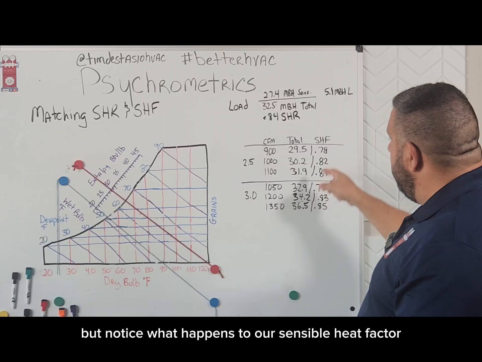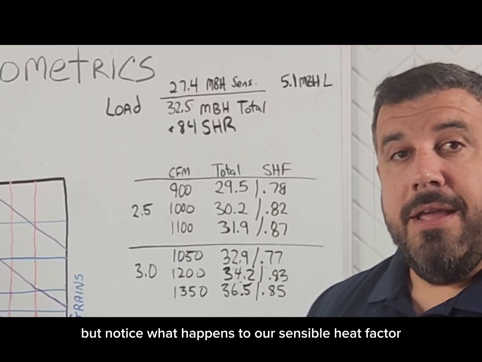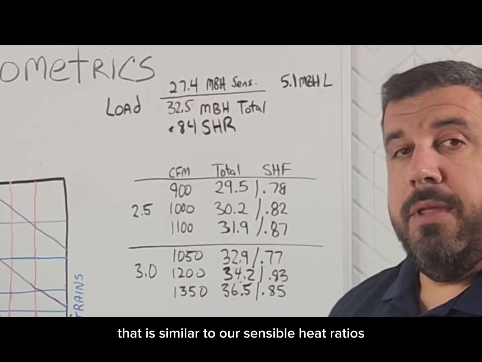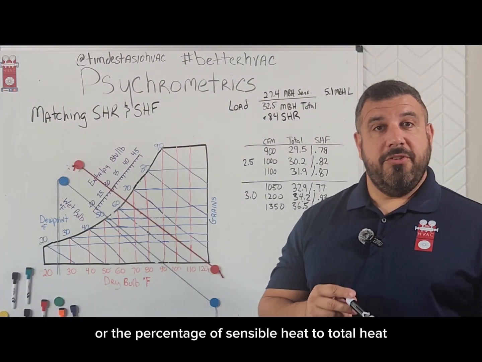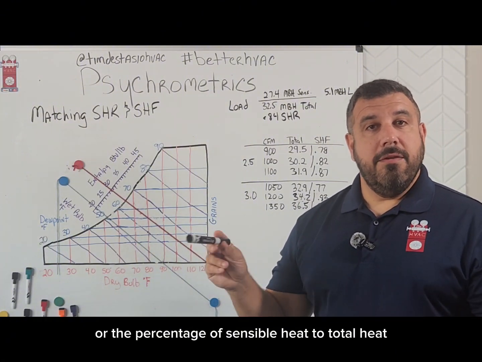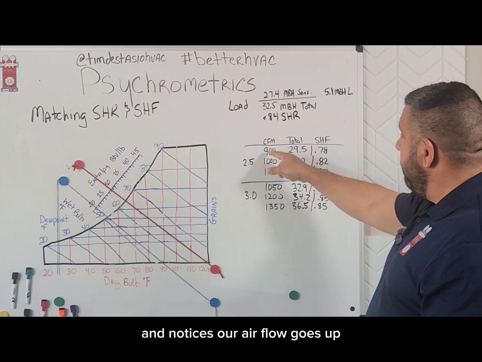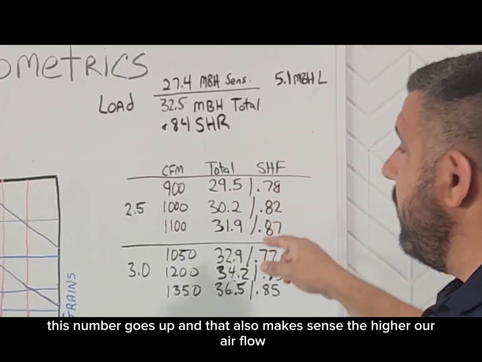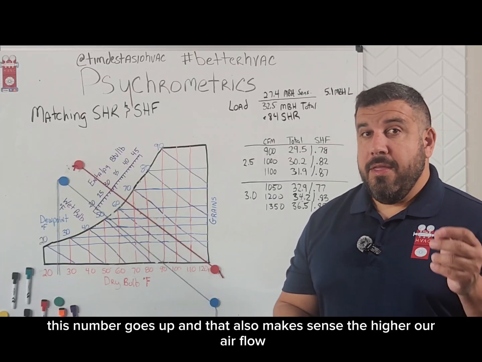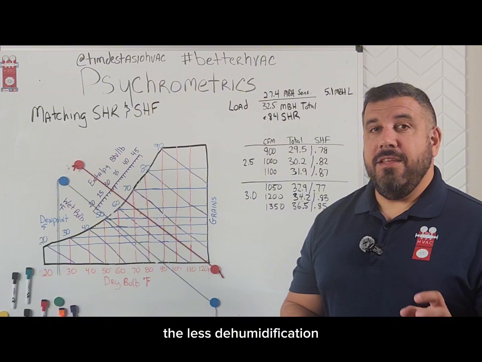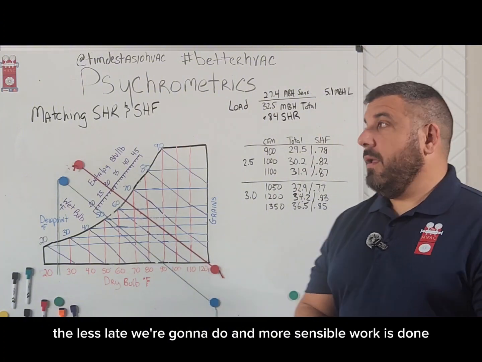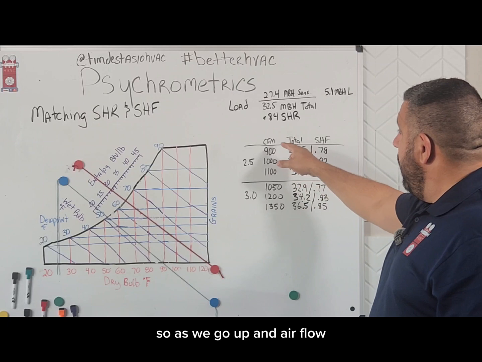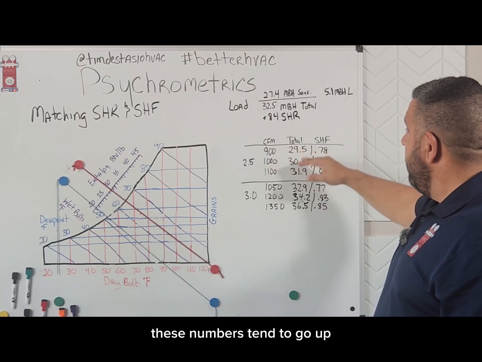But notice what happens to our sensible heat factor. That is similar to our sensible heat ratio. It's the ratio of sensible to total heat, or the percentage of sensible heat to total heat. Notice as our airflow goes up, this number goes up. That also makes sense. The higher our airflow, the less dehumidification, the less latent work we're going to do, and more sensible work is done. So as we go up in airflow, these numbers tend to go up.